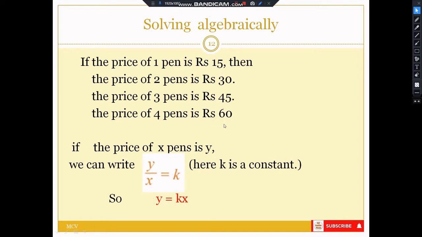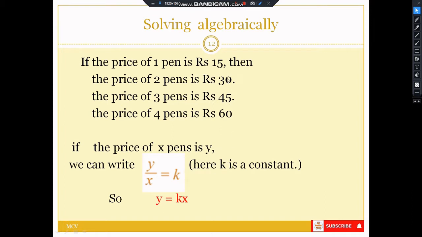So when you divide price by number of pens, always that is a constant. 15 divided by 1 is 15. 30 divided by 2, it is also 15. 45 divided by 3, that is 15. 60 divided by 4, that is also 15. So that is called a constant.